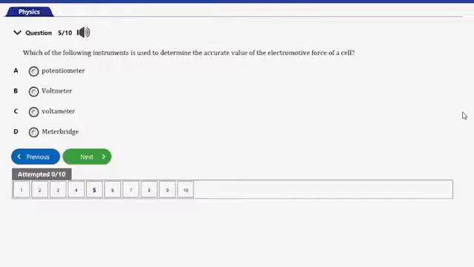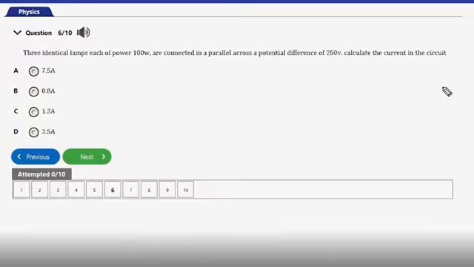Actually, the potentiometer can be used to measure the EMF of a cell and then compare it with known EMF of a standard cell. So that's it for that question. So let's go ahead and consider the next question, guys. So that's question number 6 here.